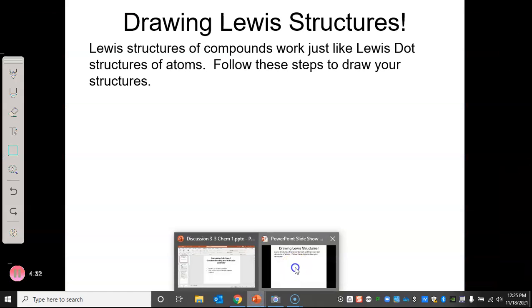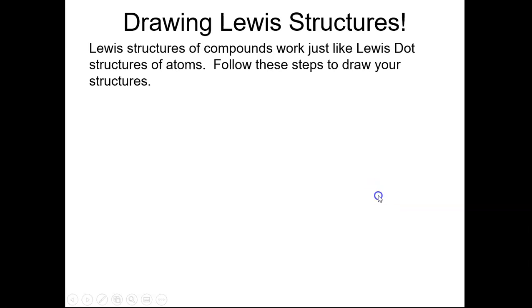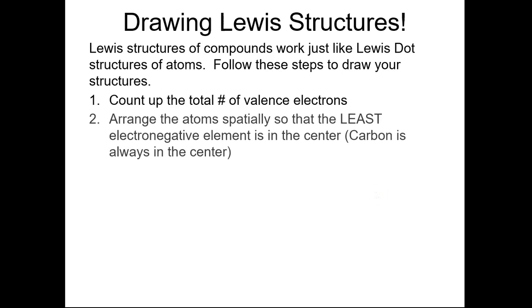So let's go back and go through those steps and then apply them to a couple other molecules. So first we counted the number of valence electrons. Next, we arranged the atoms spatially so that the least electronegative element was in the center.